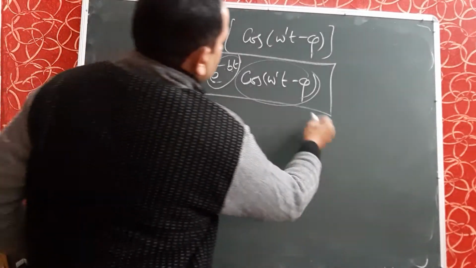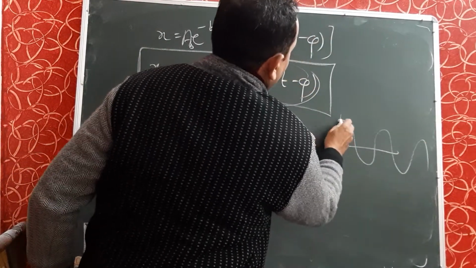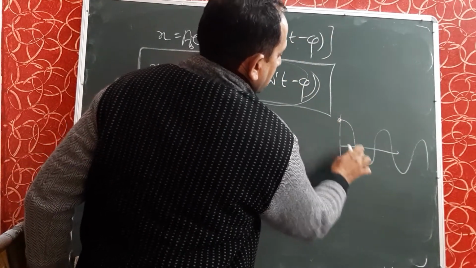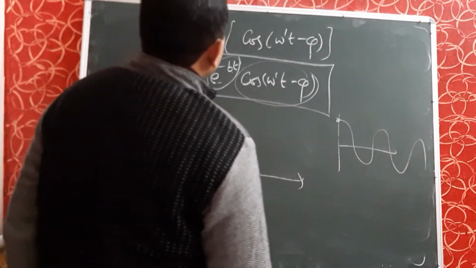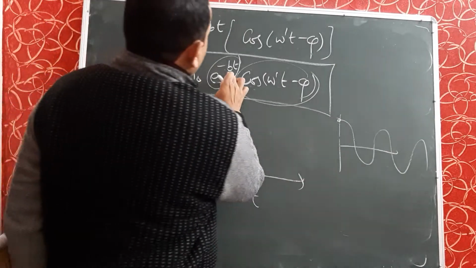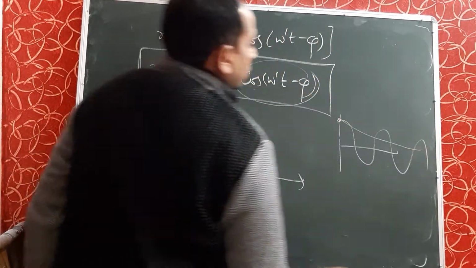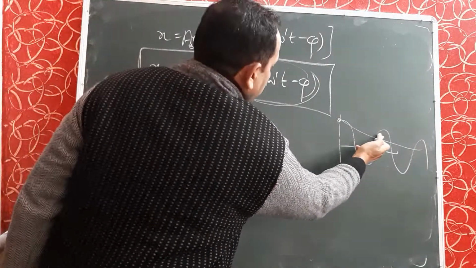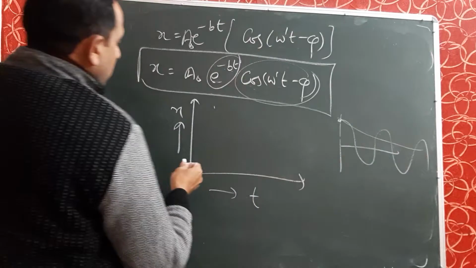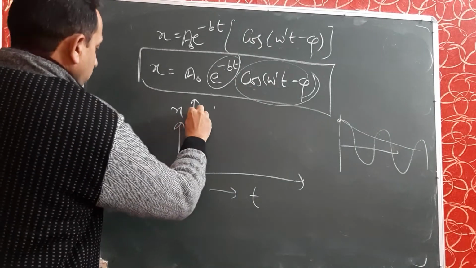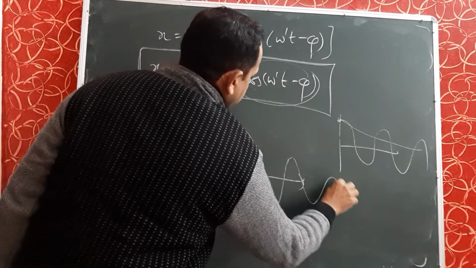You know that the graph of the cos function is like this. This is the graph of the cos function. Cos 0 is 1, so it will start from the highest point. This is a wave, because cos is harmonic and periodic. And e power minus bt is an exponential decay. It is like this, decaying exponentially. So, the combination of both graphs, this harmonic as well as this exponential, we will obtain this type of graph. This is the nature of the graph.